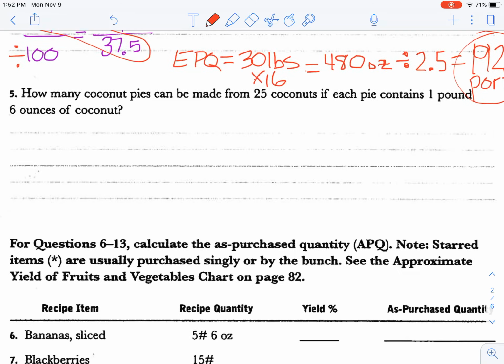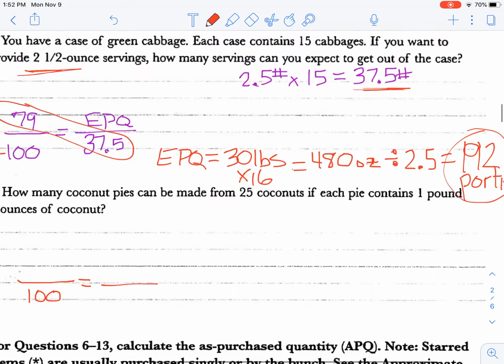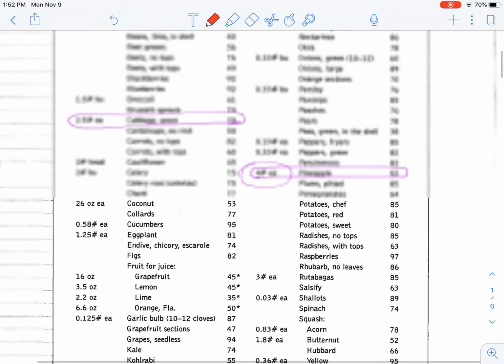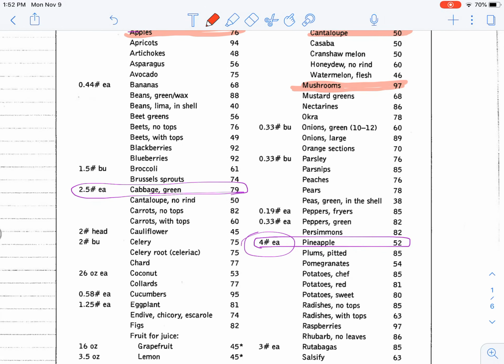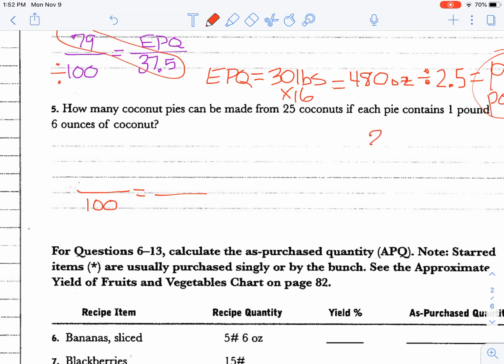All right, let's look at the last one, but I don't want to go too long with our video today. How many coconut pies can be made from 25 coconuts? Coconuts is a funny word. We set up the formula here and look at what we know about coconuts. Coconuts are 26 ounces each, and the yield percent is 53.